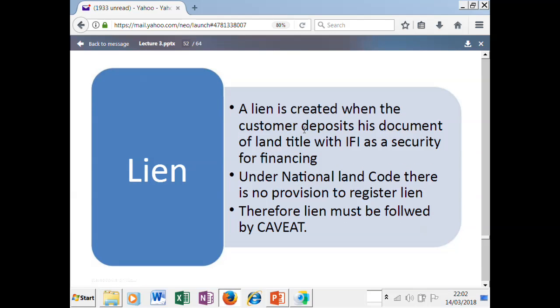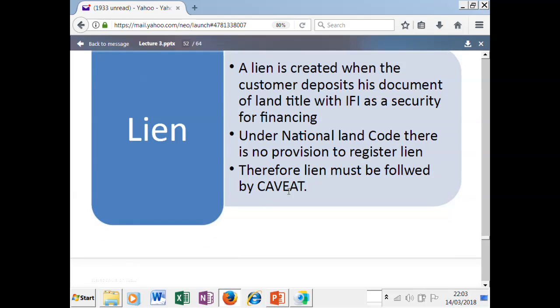Okay, dealing on land, lien. A lien is created when the customer deposit his document of land title with the bank as a security for financing, and under the National Land Code there is no provision to register lien. Therefore, lien must be followed by caveat. Sebab dia tak perlu nak register lien, tadi kita kena follow by. Tapi this is legal ni lah.